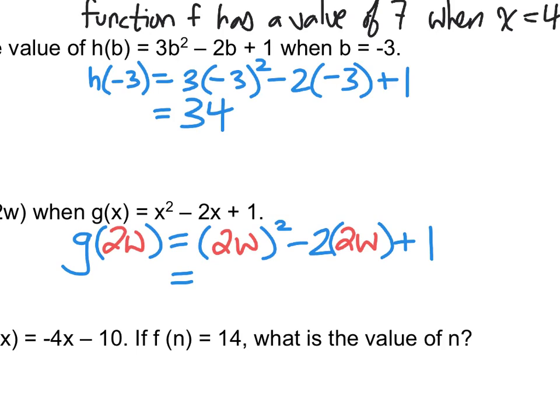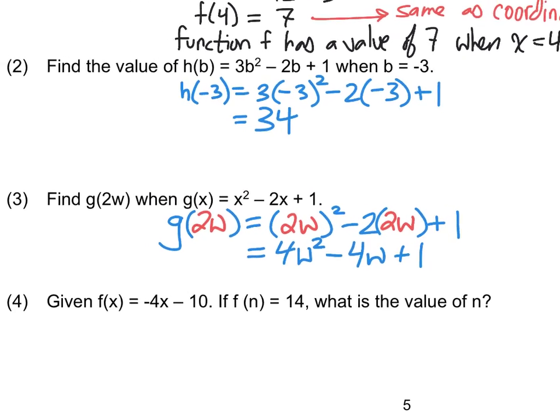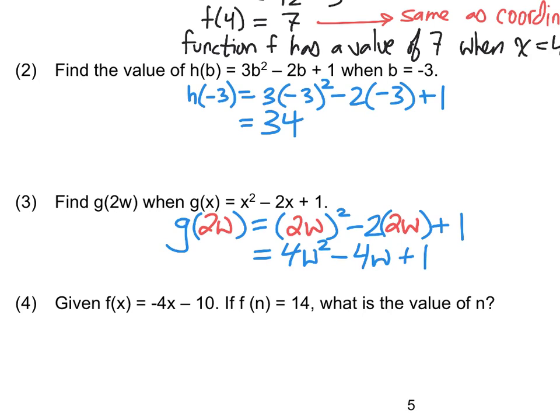2w squared, 2 squared is 4. w squared is w squared. -2 times 2w, -4w, plus 1. All right, so it's a symbolic answer rather than a straight numerical answer, but it's still an answer. All right, and again, it's the result of g of 2w, not g times 2w. All right.